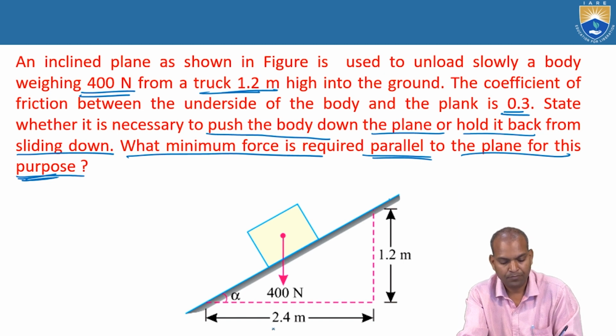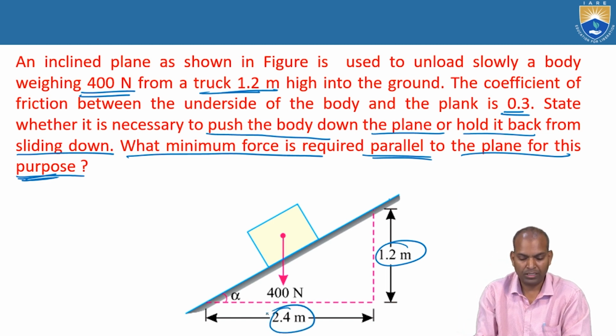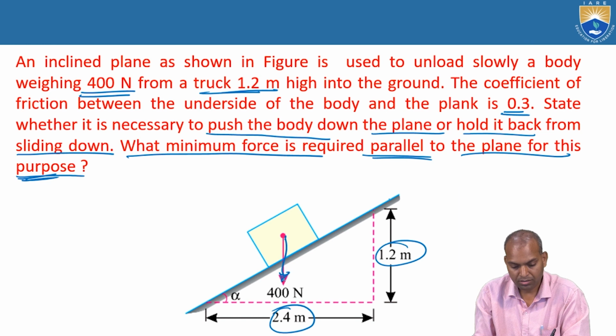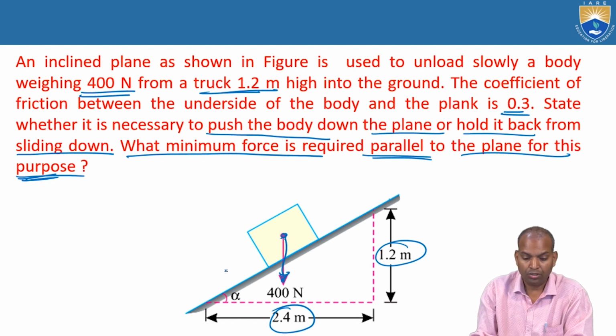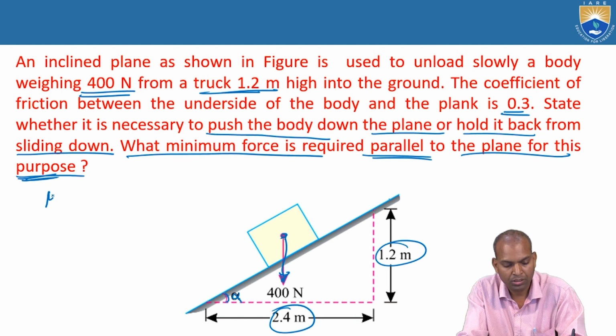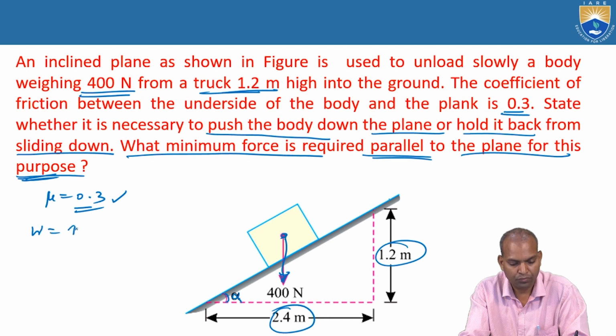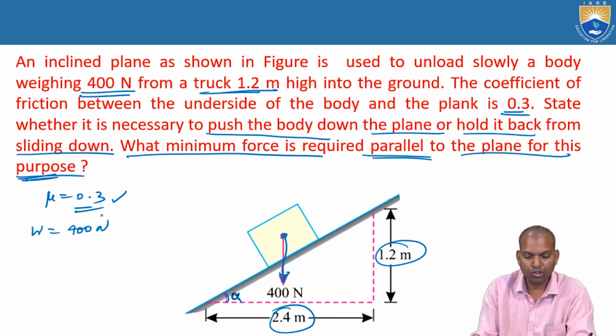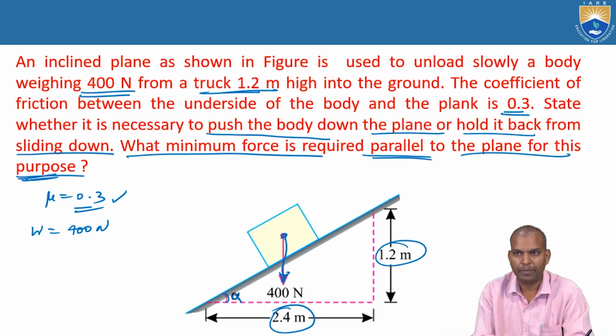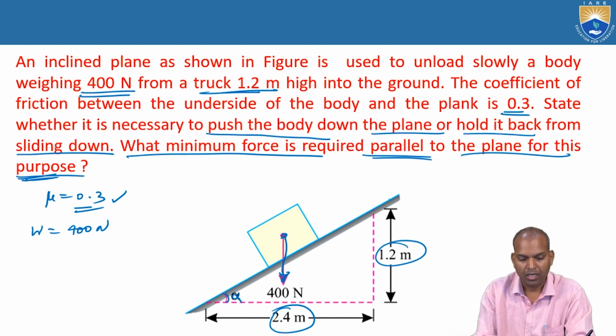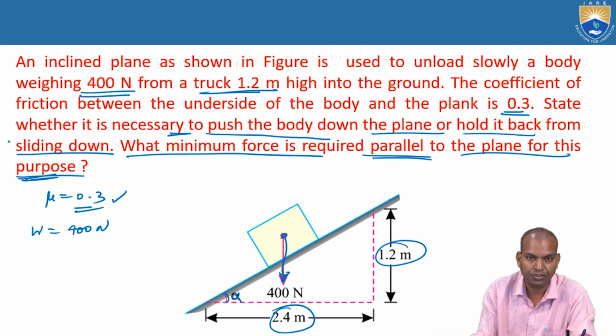This is 400 newtons weight, with 2.4 meters and 1.2 meters. Here the angle of inclination was not given. But tan phi, the angle of friction, that is mu equal to 0.3, and the weight W equal to 400 newtons. So what is to be found here? The minimum force required parallel to the plane for this purpose. And state whether it is necessary to push the body down the plane or hold it back from sliding down.